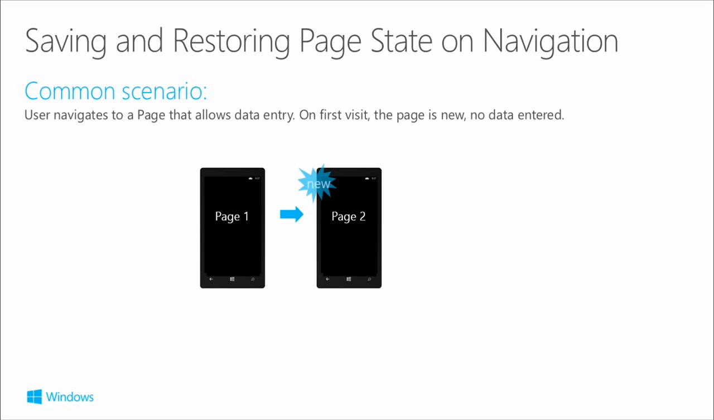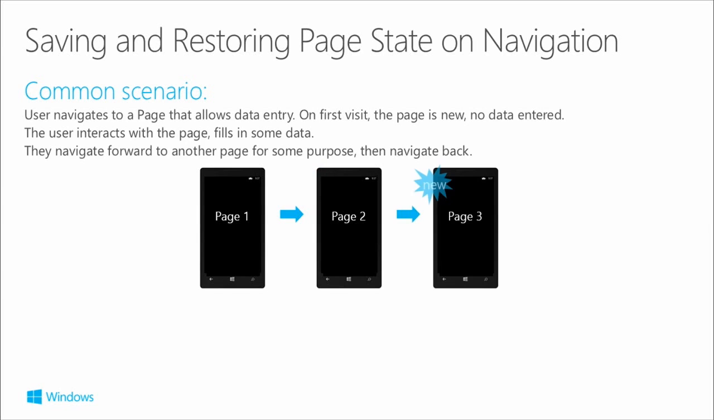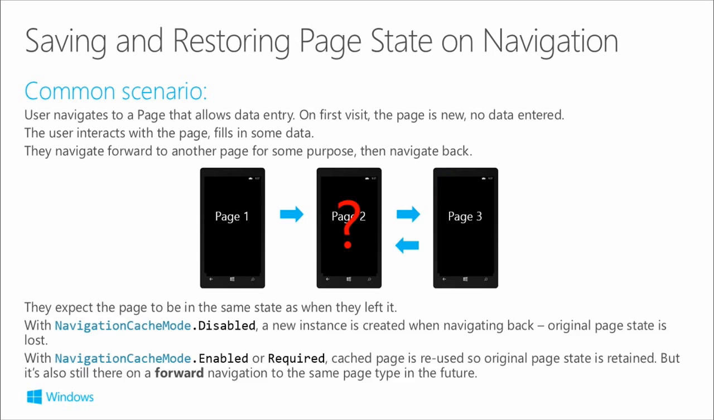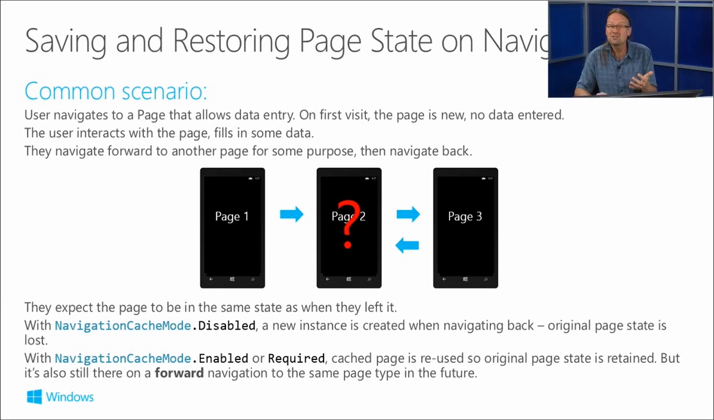This is kind of what we're going to be talking about more in the application lifecycle session, in session 5. What you are going to do is save and restore page state on navigation. So if you want to go forwards to a page and then you go to some other page and then you obviously go back, you'd probably expect page 2 to look the same as you left it. With navigation cache mode disabled, you'll get a whole new instance when you navigate back, so that won't be the case. This is why you need to care about this. But with navigation cache mode enabled or required, you'll get the same instance and that will just work.